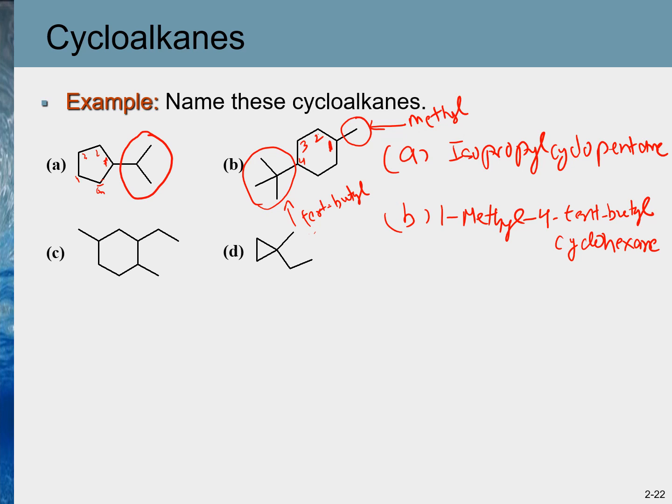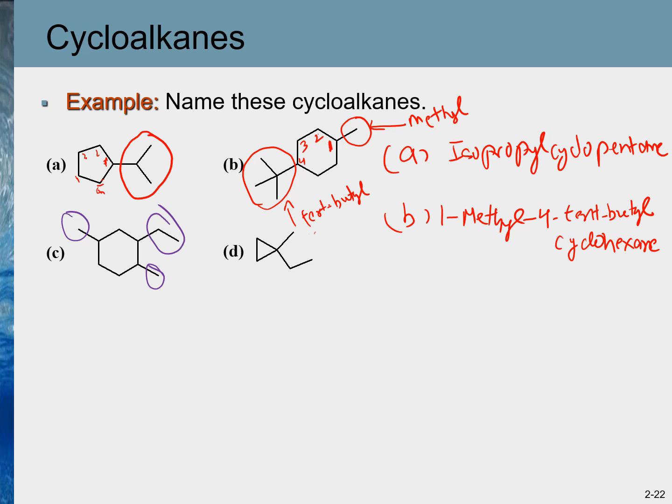Now in example C, we have 3 substituents. So 1, 2, and 3. 2 of them are methyl and 1 is ethyl. Now, if you have only 2, we start the numbering from the substituent which is alphabetically at lower number.